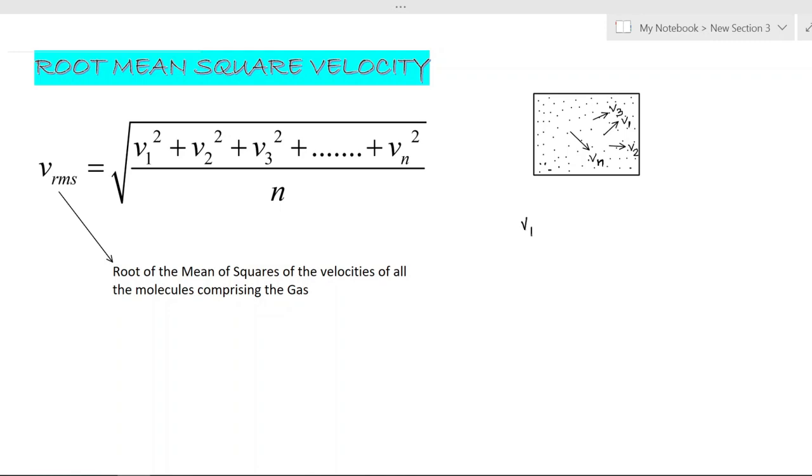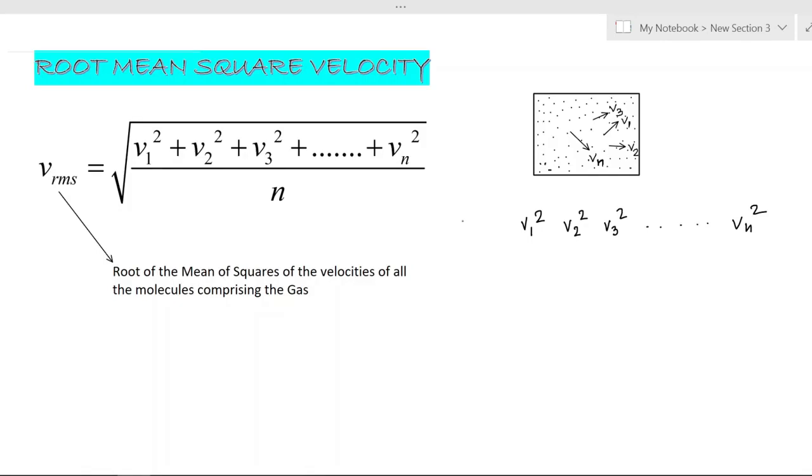First one was V1, so V1 squared. Second one was V2, it's V2 squared. The velocity of the third one was V3, V3 squared. In this way up to Vn, so Vn squared. Not only making the square, we need to find the average, that is the mean of the squares, the root of the mean of the squares.